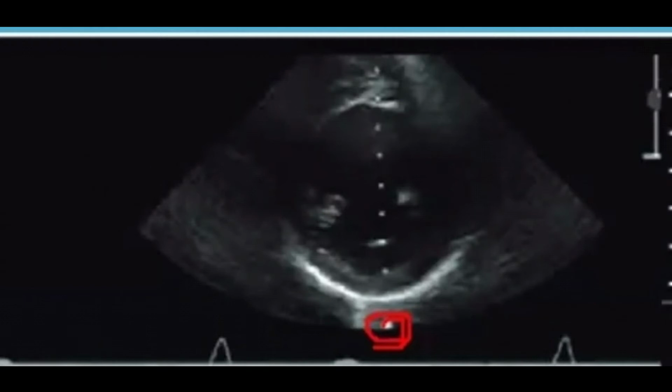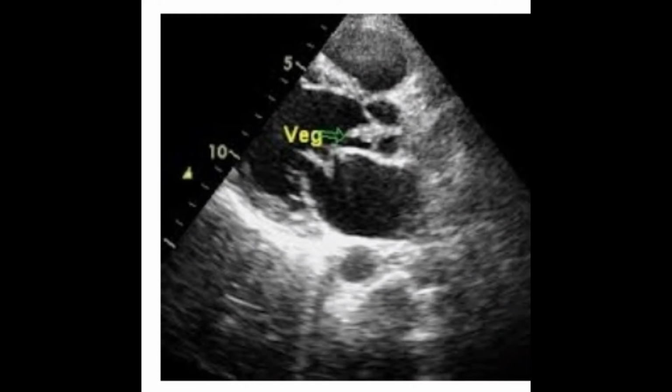So once more, the location of the dot indicates the distance of the structure from the transducer, whereas the brightness of the dot indicates the strength of the returning signal. Now we are going to study the uses of 2D echo.